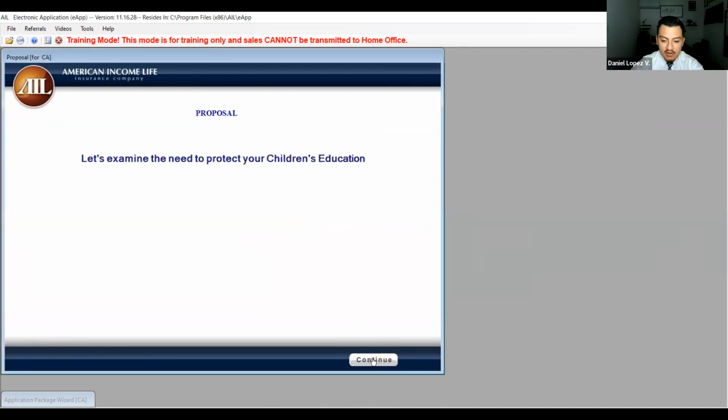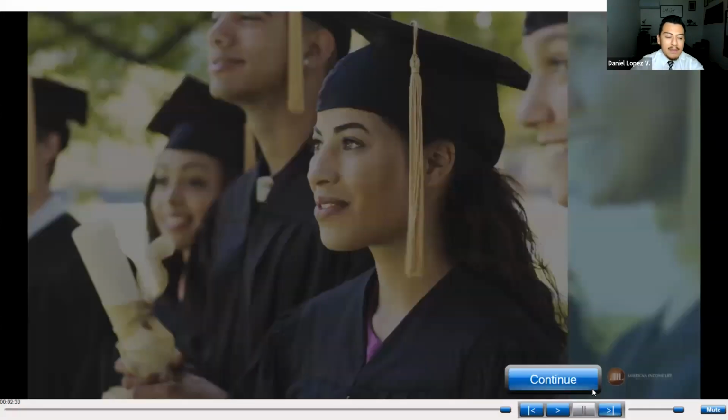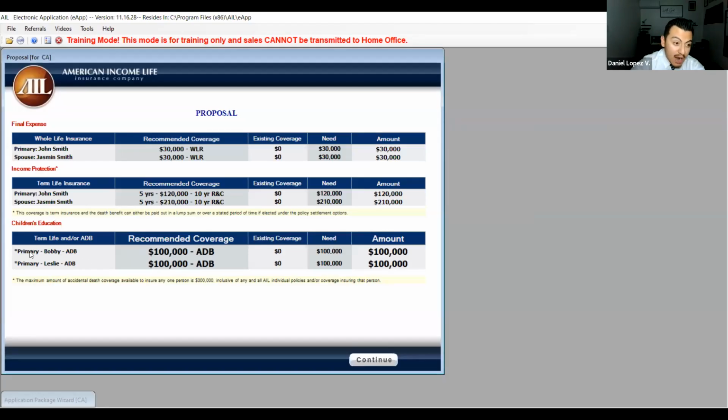I usually press no and I'll tell you why. The EAP is telling you that the primary, which is John, is also going to be covered for ADB, for $100,000 of ADB, which is accidental death benefit. Meaning if John dies and it happens to be an accidental death, then John is covered for an additional $200,000 that is given to his beneficiary in addition to the rest. This is not saying that the money here will go to Bobby or Leslie for their education.